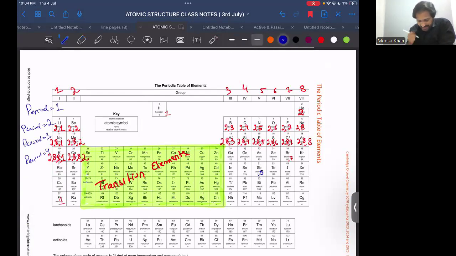If we see period 5, we cannot make the electronic configuration of any atom from period 5. But we know as this element rubidium is from period 5, so it must have how many number of shells? It must have 5 shells.